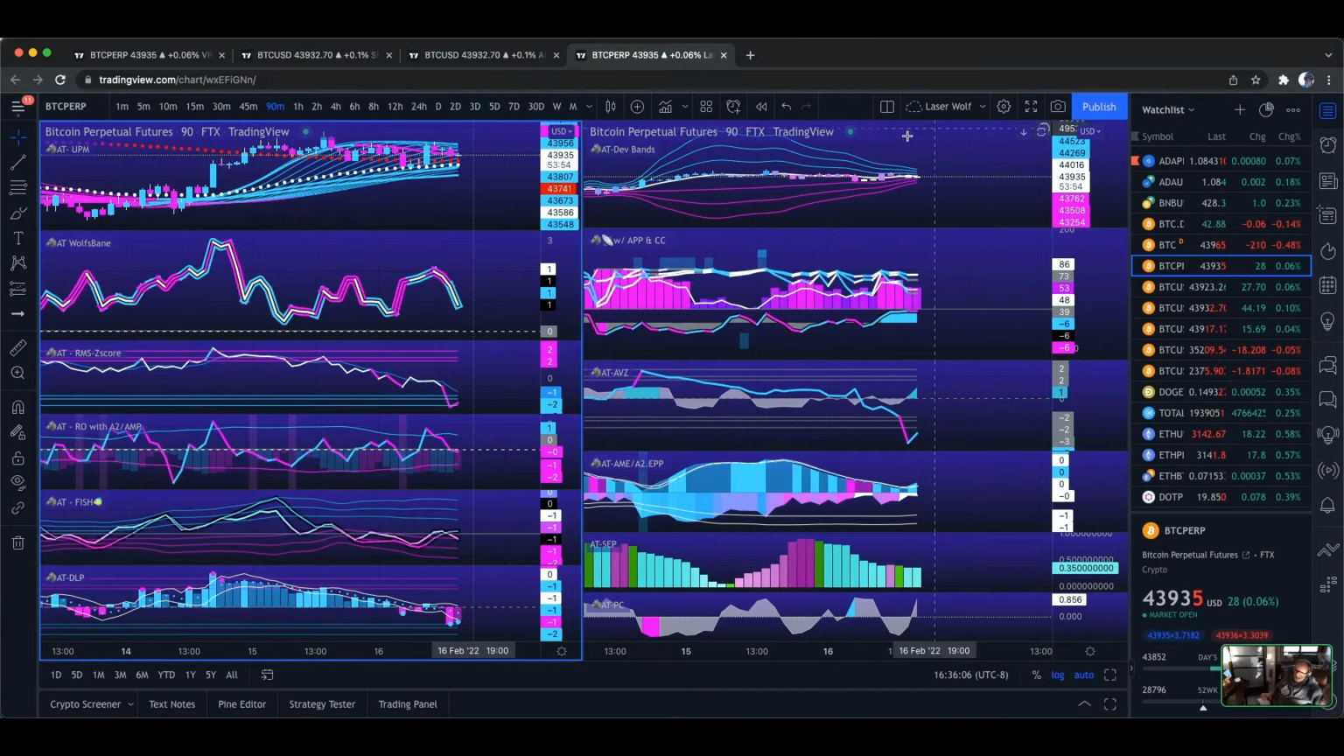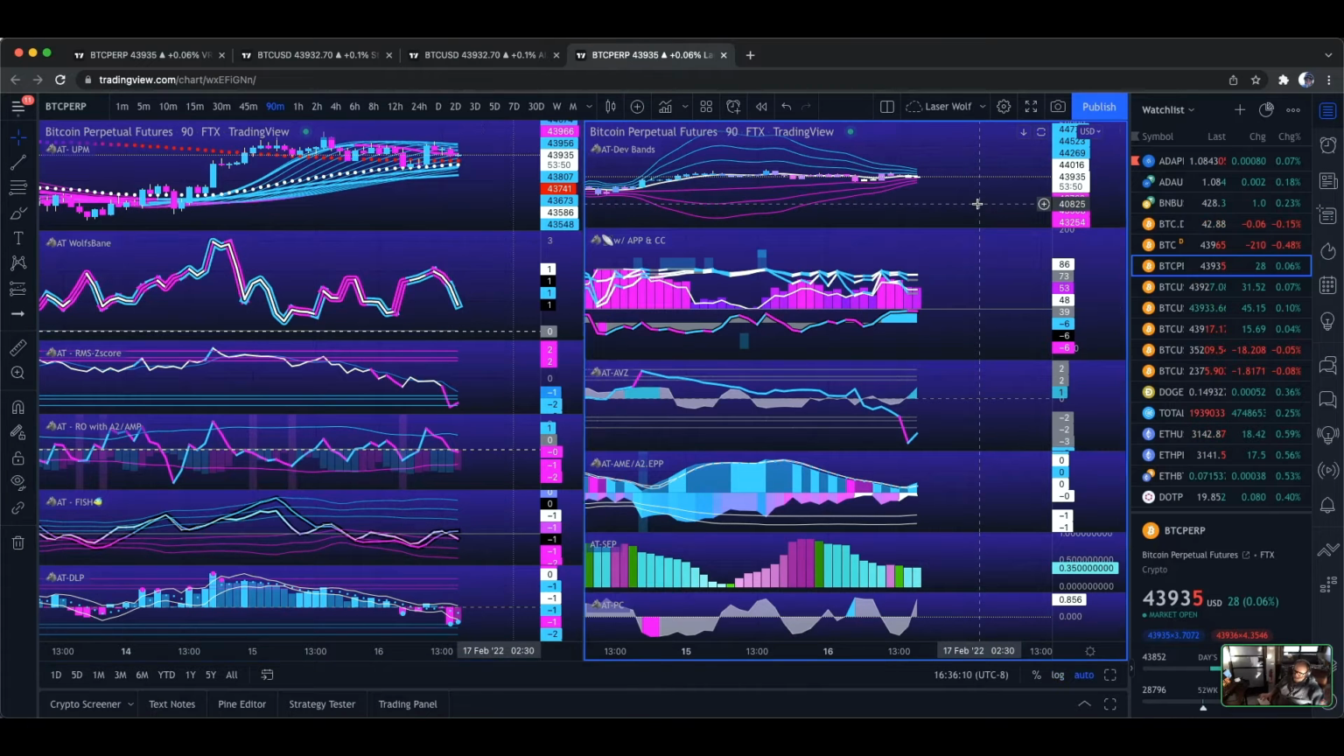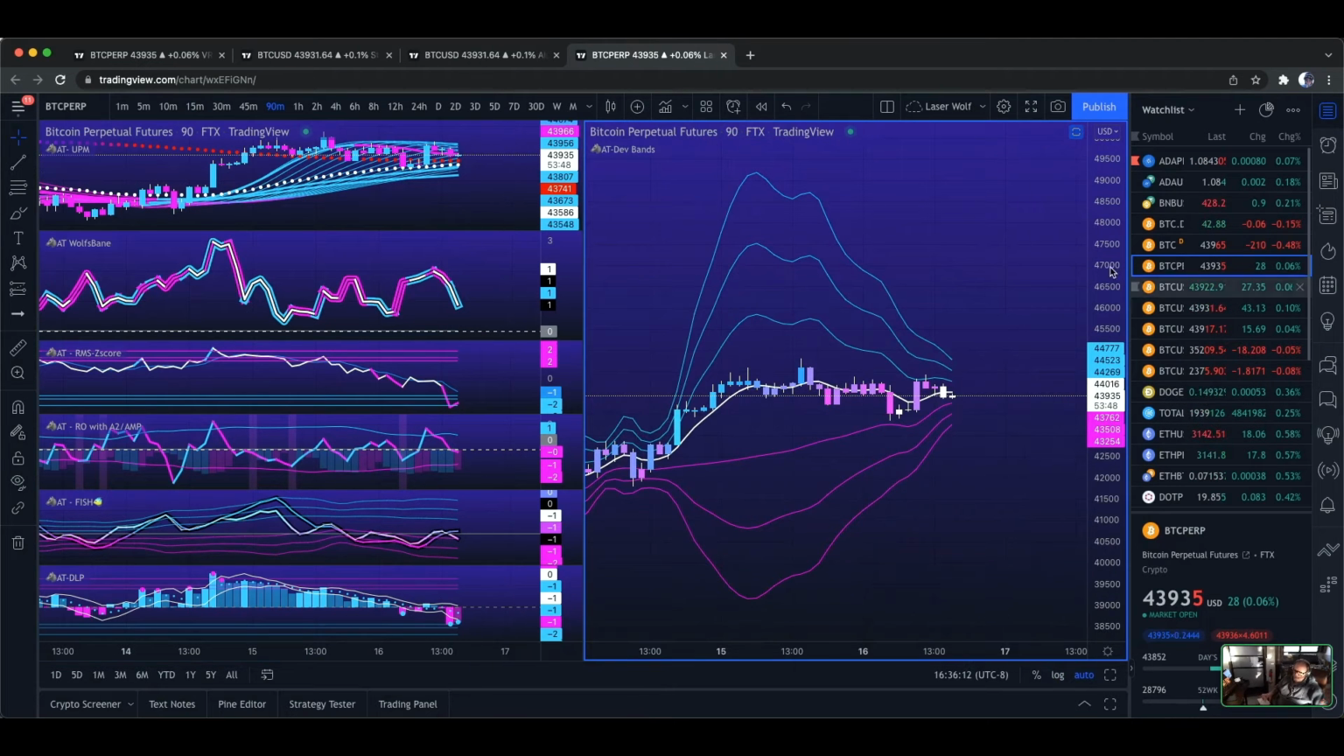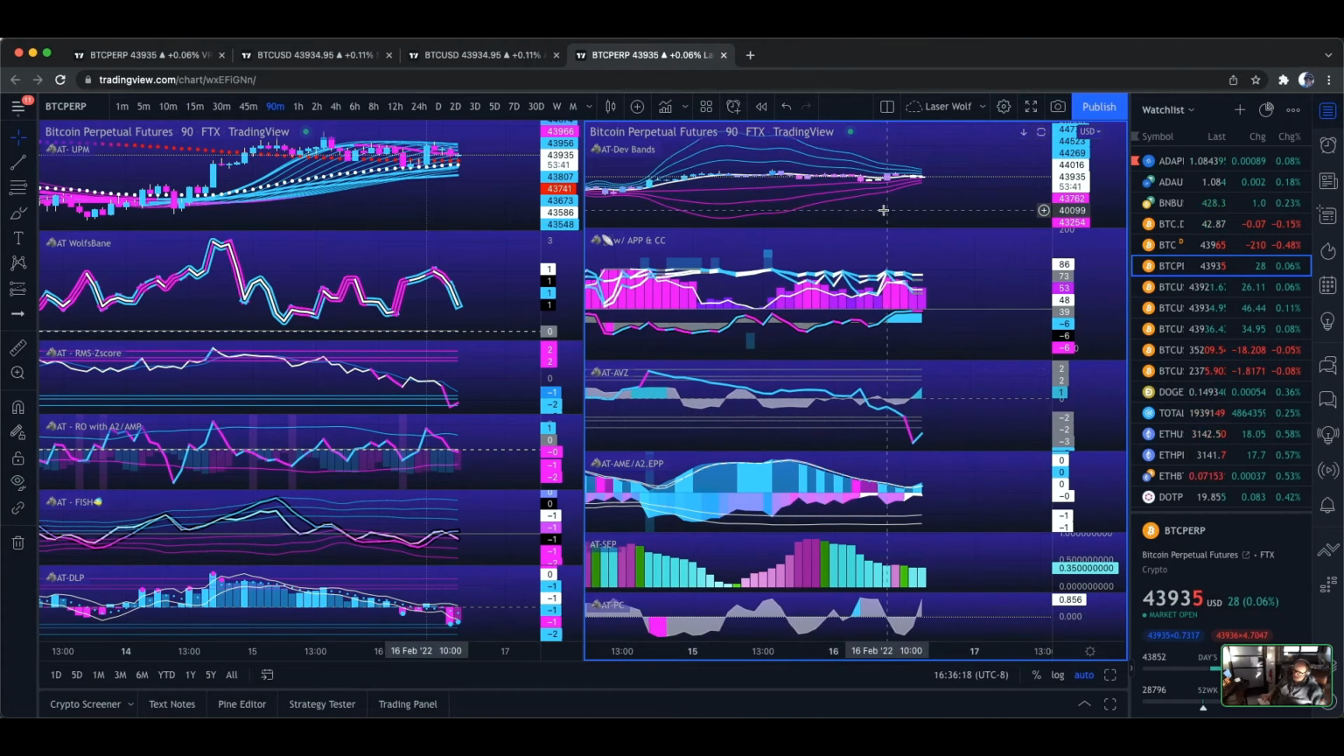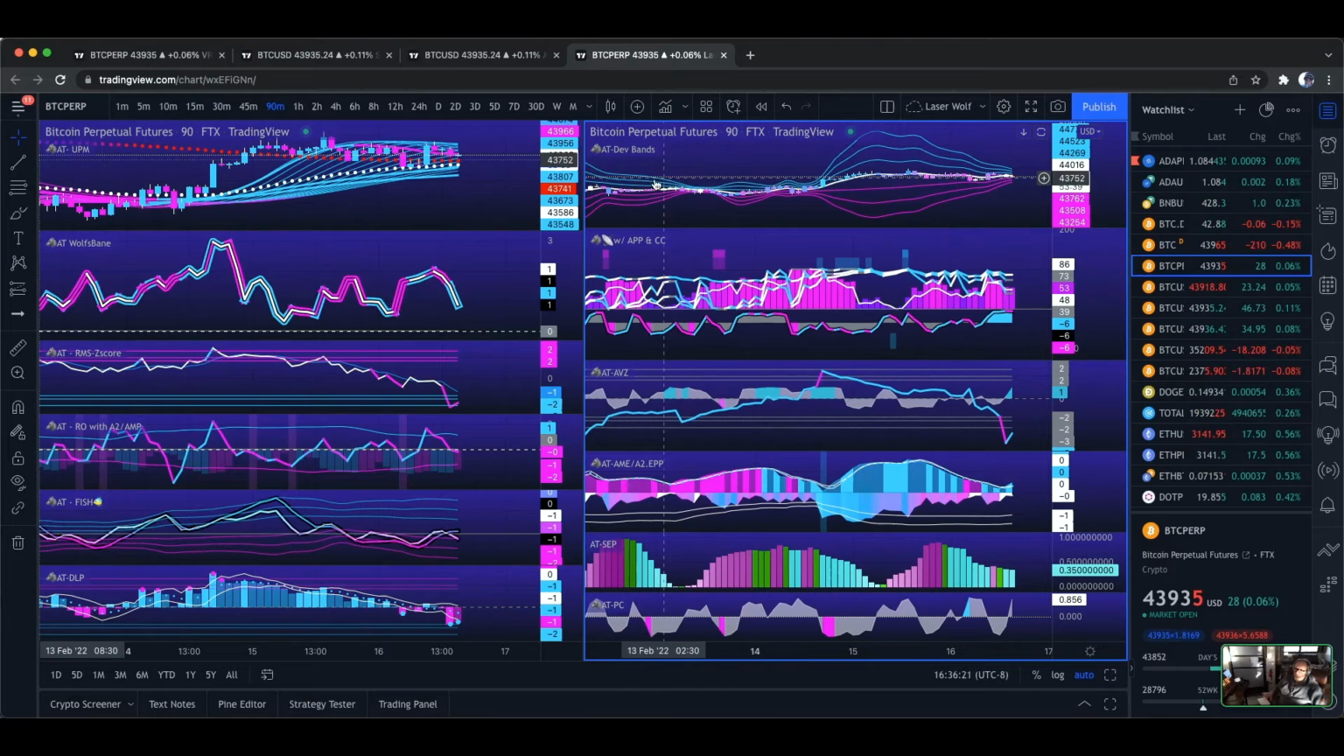Look at the deviation bands on the 90 minute. Do you know what that means? These bands, they start squeezing price action. You're going to get a move. Everybody that understands that indicator knows that. When these things squeeze on price action, you get a move. It's just the way it is. It's the way volatility works.